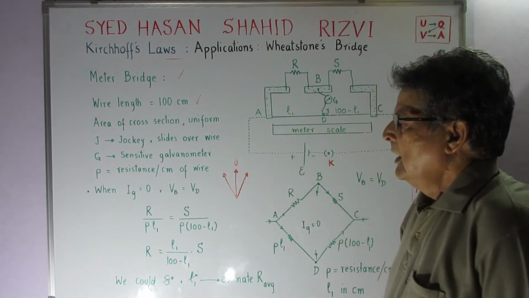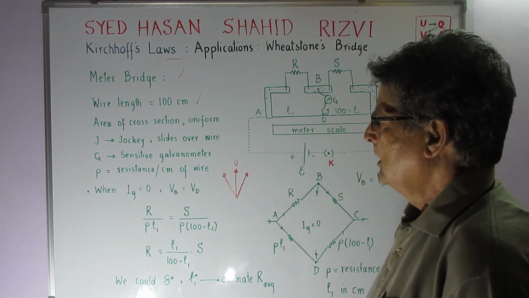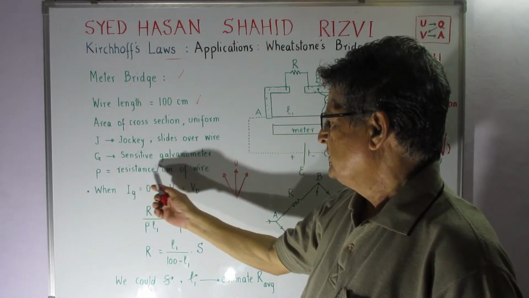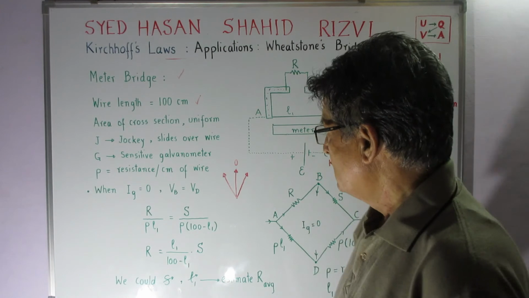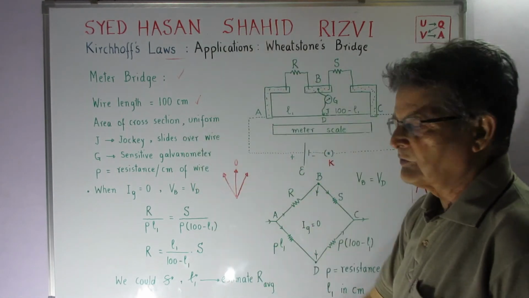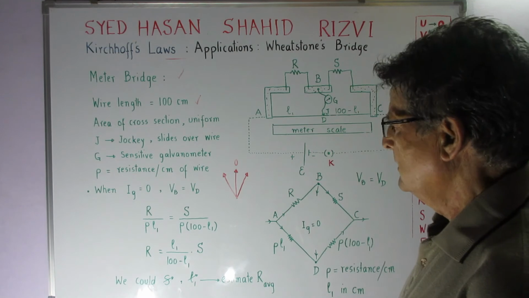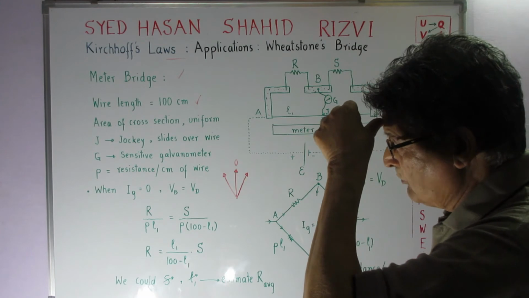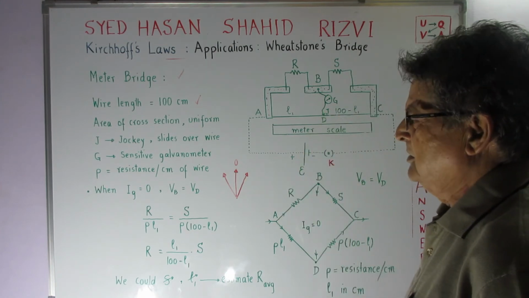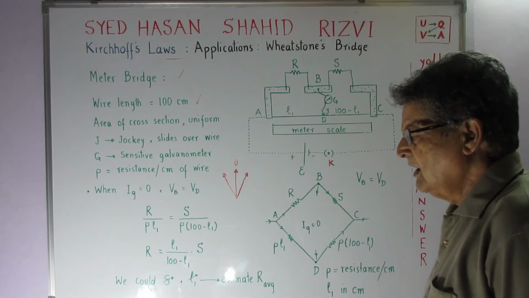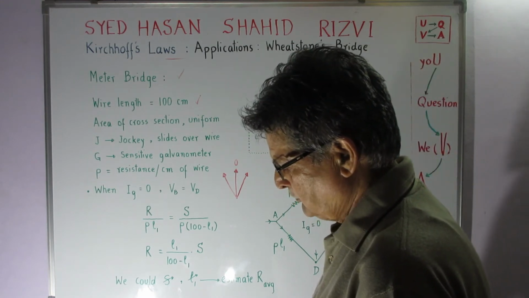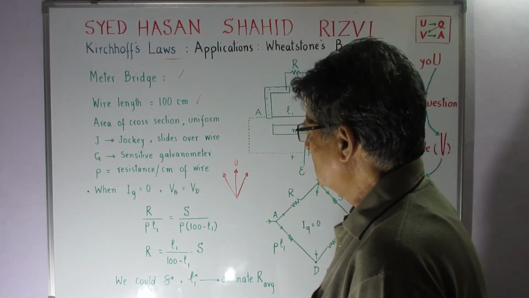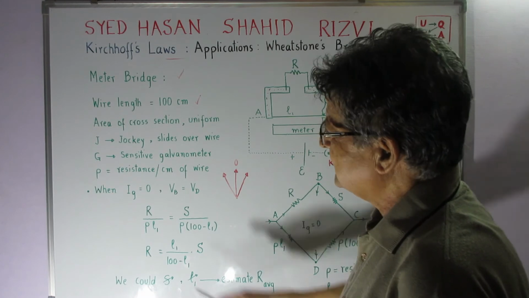Now I take rho as the resistance per centimeter of the wire, and the wire is supposed to be of uniform area of cross section, drawn from the same material. Normally it is a nichrome wire, and it doesn't matter if the resistance of the wire changes with weather, whether we do it on cold days or hot days, it doesn't matter at all.